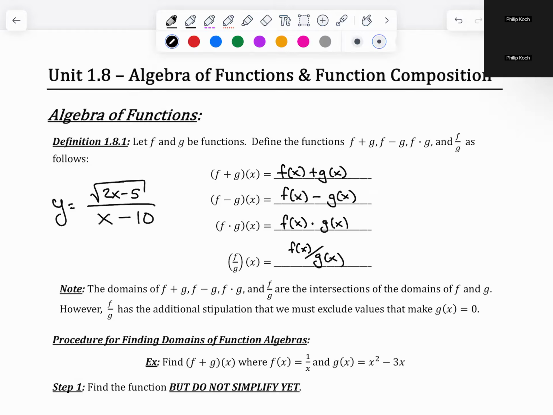However, there's the additional stipulation that g of x can't equal 0, which we already knew about. You can't divide by 0. So even if g of x is a nicely defined function, such as, getting rid of this for a second, x minus 10 is a perfectly fine function. It's defined everywhere. But as soon as you put it into the denominator, now you can't have it equaling 0, which is why we have x can't equal 10. So let's talk about the procedure for finding all this stuff.